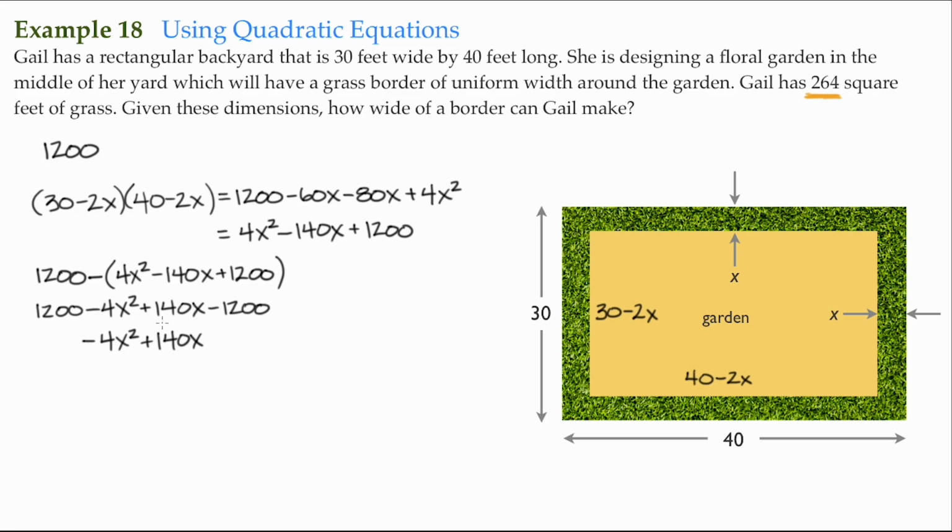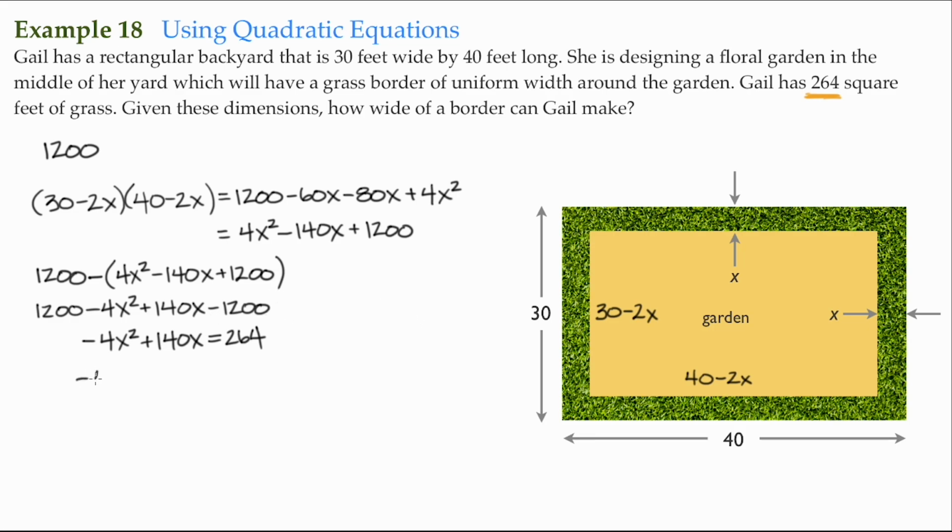And what do we know about the border? We also know that the border from up here is 264 square feet. So if this is the border, and this also represents the border, then they must be equal to each other. And look at that, we have a full quadratic equation. If we write this in standard form, then we could go ahead and solve for x.